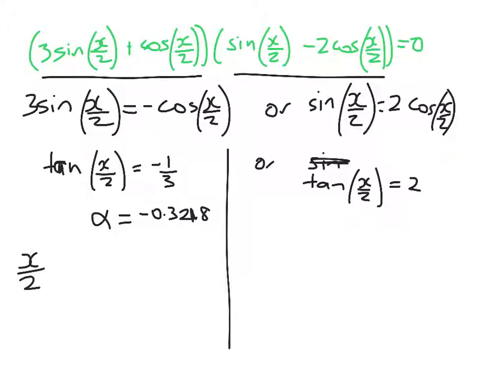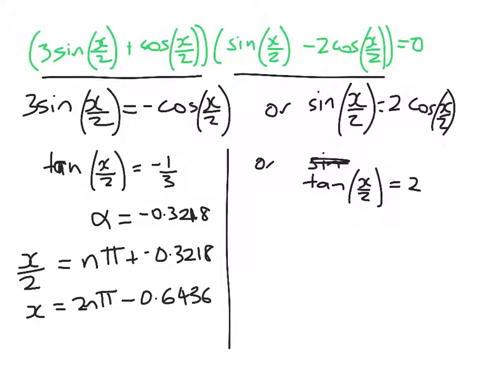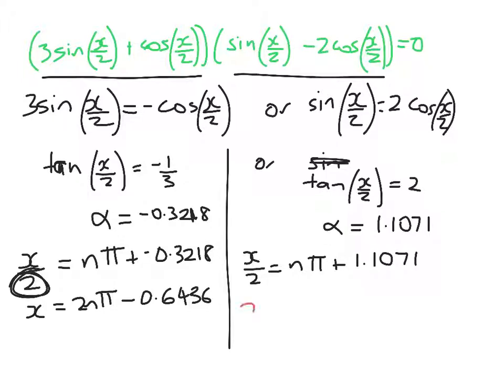So now we've got x over 2 is equal to n pi plus alpha. Okay, that's my general solution when I've got tan. So x is going to be 2n pi minus 0.6436. So I'm just multiplying everything through by 2 there. For this one here, the principal value is going to be 1.1071 to 4dp. So we get x over 2 is equal to n pi plus 1.1071.